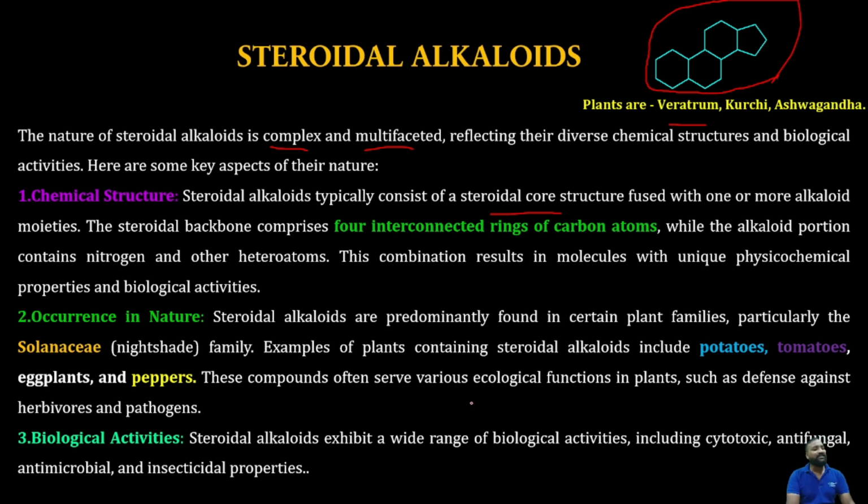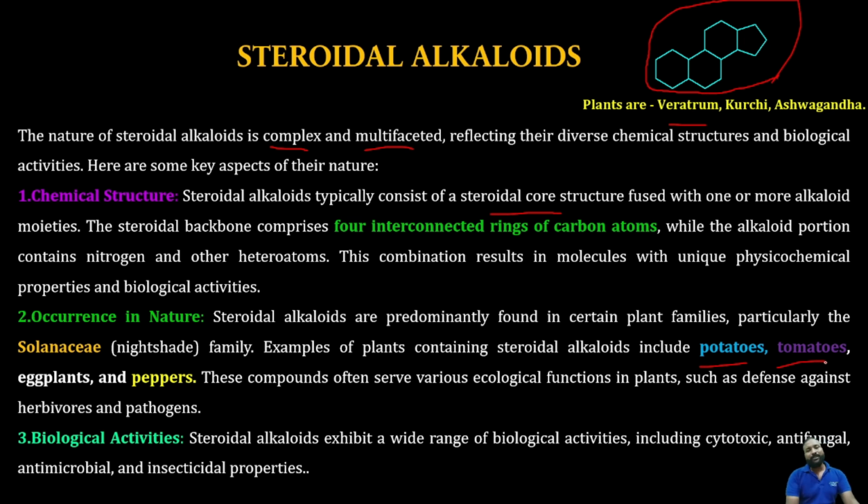Yes, and coming to the occurrence, that is, in which family or distribution these steroidal alkaloids are seen: mostly in the Solanaceae family, and other families also. Some of the steroidal alkaloid containing crude drugs are potatoes, tomatoes, eggplants, and peppers. So these are the best examples to identify, detect and see the steroidal alkaloids.